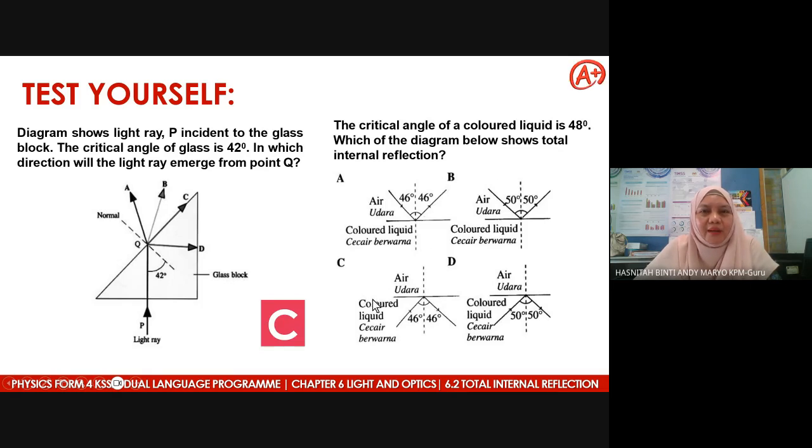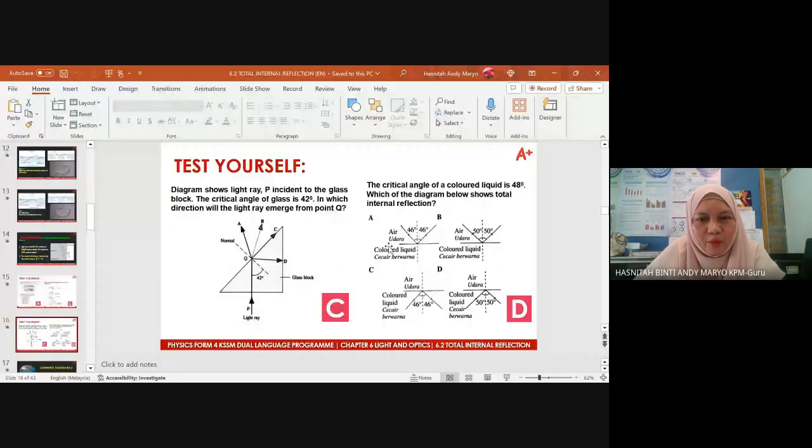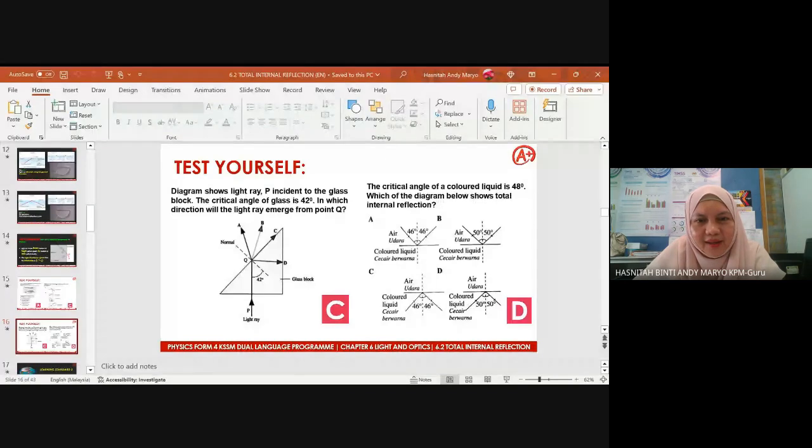Right, so which one for number 4? Which one is the correct diagram that shows total internal reflection? So you have to obey two conditions. Number 1, the light must travel from a denser to a less dense optical medium. Okay, so let us see some responses. What are your friends saying for question number 4? Okay, no response yet.